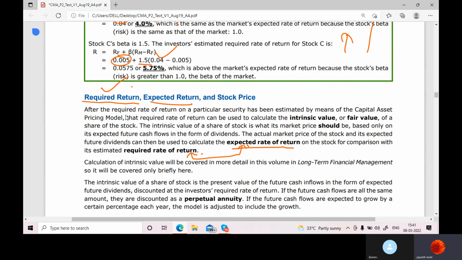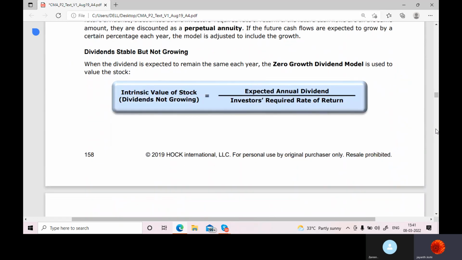So let us read out some points. After the required rate of return on a particular security has been estimated by means of CAPM, CAPM will tell you what should be your required rate of return. That required rate of return can be used to calculate the intrinsic value or fair value of a share of stock. So you can take the required rate of return you got from the CAPM equation as a cost of equity. We have already discussed in the chapter how to find out the stock value. So you can find out your stock value in this way.